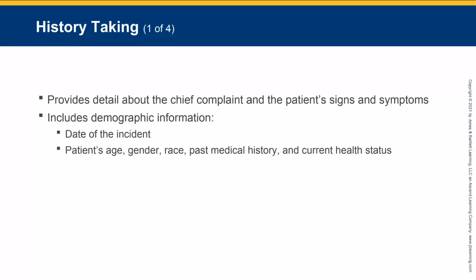All right, so we're continuing with patient assessment, and we're at history taking. History taking provides detail about the chief complaint and the patient's signs and symptoms. It also includes demographic information, the date of the incident, patient's age, gender, race, past medical history, and current health status. This is a very weak area for EMTs in Jamaica, so it's something that we definitely need to work on.